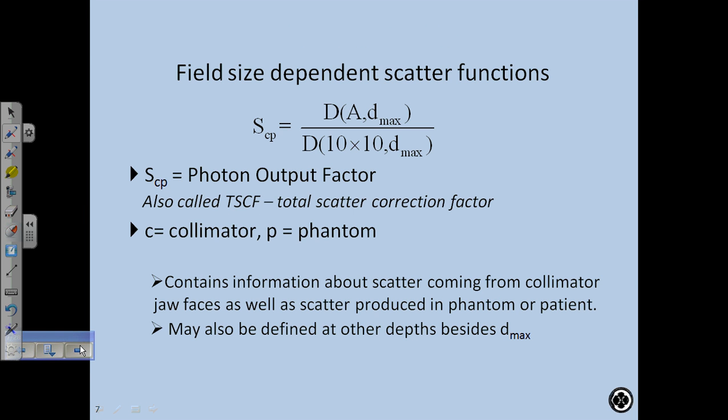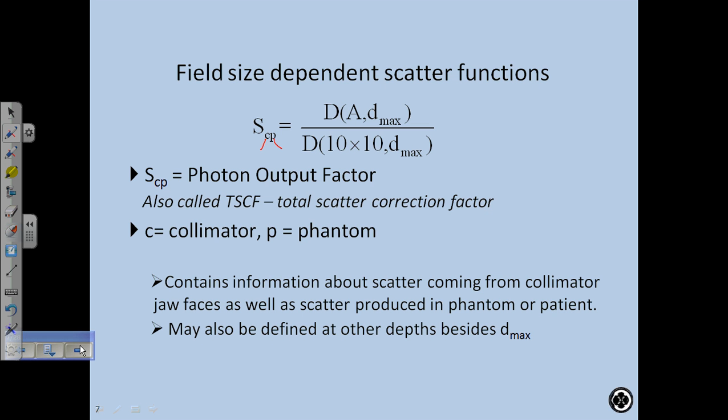Field size dependent scatter functions. This is another one. S of CP is another function you folks have to know about. The main variable in S of CP is field size, and people call this an output factor or field size factor. The S in S of CP stands for scatter, the C stands for collimator, and P stands for phantom. So there are two kinds of scatter in this function, collimator scatter and phantom scatter. You'll realize in a second why this is also necessary.